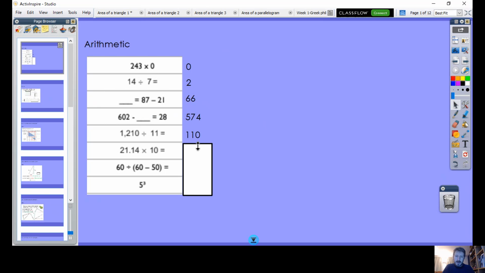1,210 divided by 11, 110. 21.14 times 10, 211.4. 60 divided by 60, take away 50. So usually subtraction you would do kind of later on, but it's in brackets. So we are going to do it first. So you do 60 take away 50, which is 10, and then 60 divided by 10 would be 6, because 6 times 10 is 60. And then 5 cubed is 125.